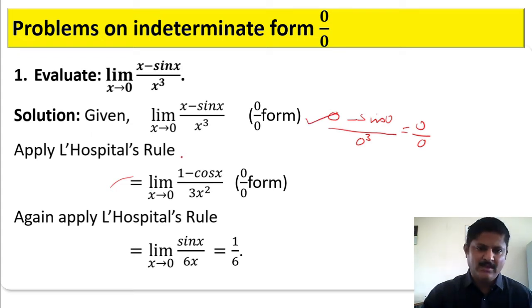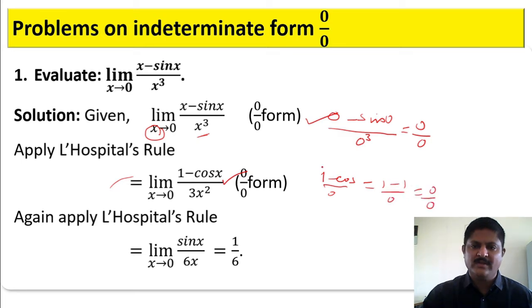Apply L'Hospital's rule. That means differentiate numerator and denominator with respect to x, because here x is the variable, as x tends to 0. The differentiation of x is 1 and differentiation of sin x is cos x, and differentiation of x cube equals 3x square. Suppose if we again put x tends to 0, we get 1 minus cos 0 divided by 0, which equals 1 minus 1 by 0, again 0 by 0 form.